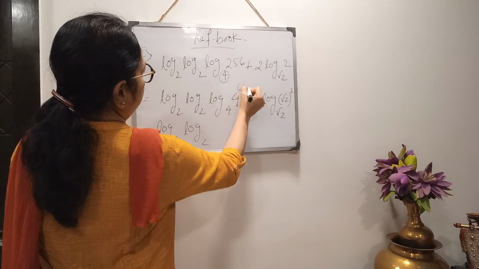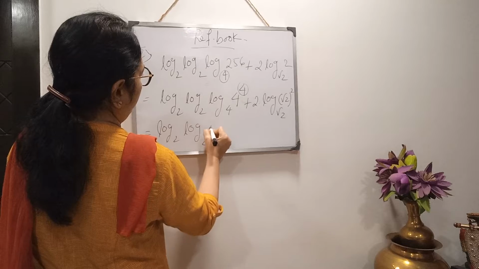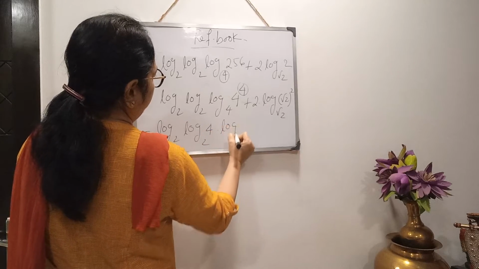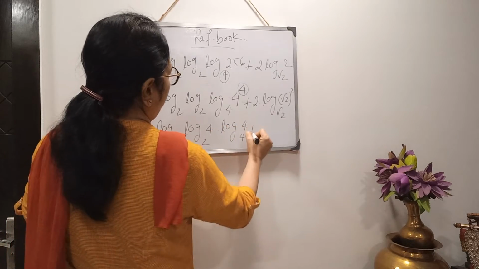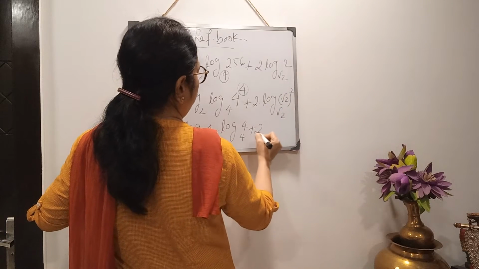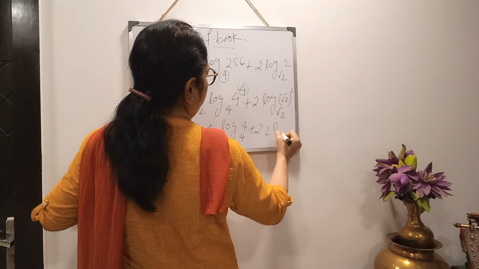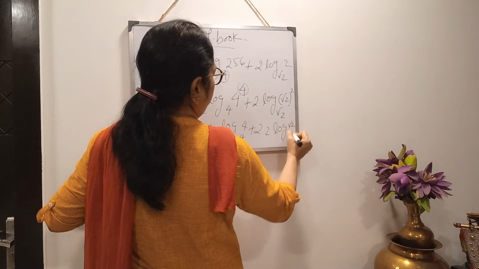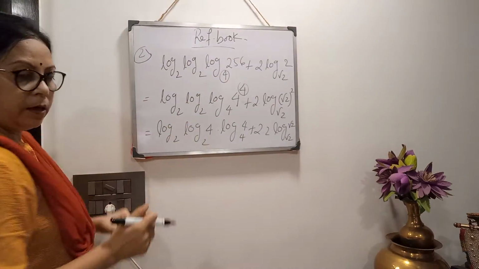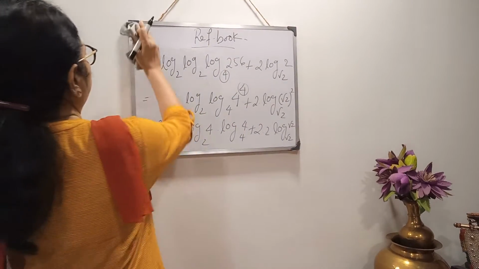This is power, it will come beside log. Now this, here this power will come here. Clear? This type of sum may come in the second unit test.